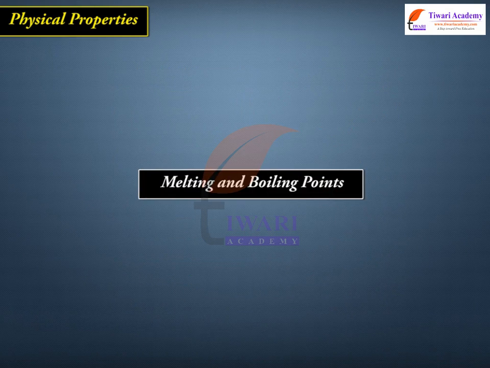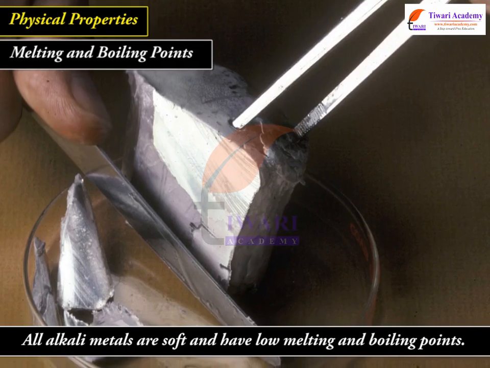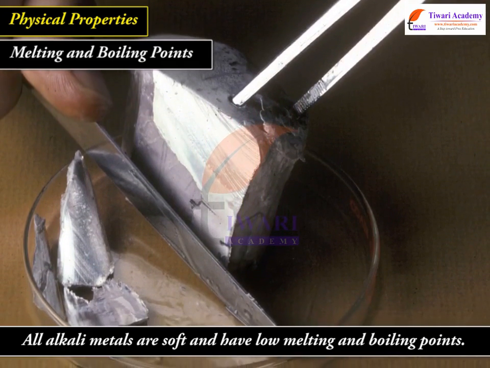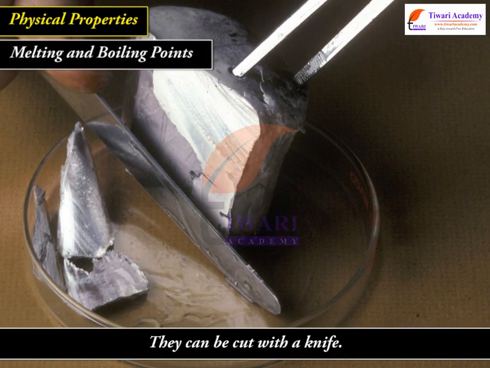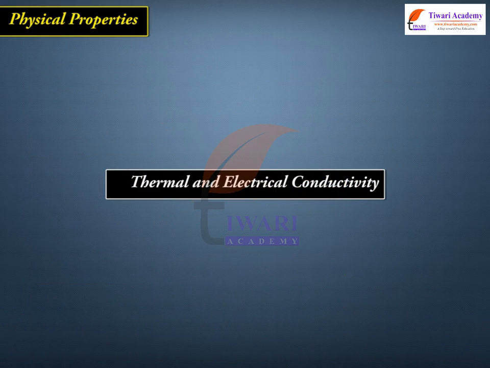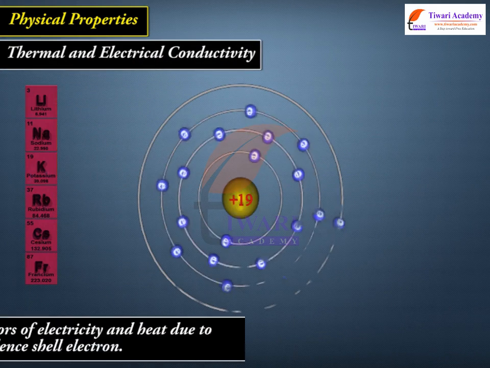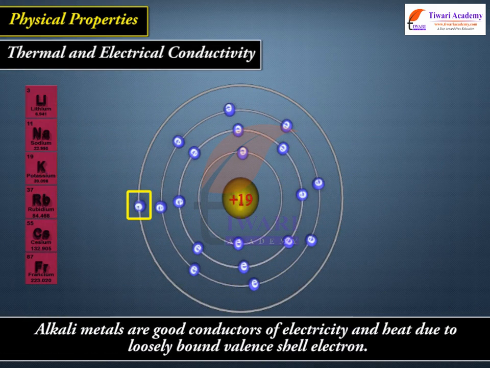Melting and boiling points. All alkali metals are soft and have low melting and boiling points. They can be cut with a knife. Both melting and boiling points gradually decrease in moving down from lithium to cesium. Thermal and electrical conductivity. Alkali metals are good conductors of electricity and heat due to loosely bound valence shell electron.